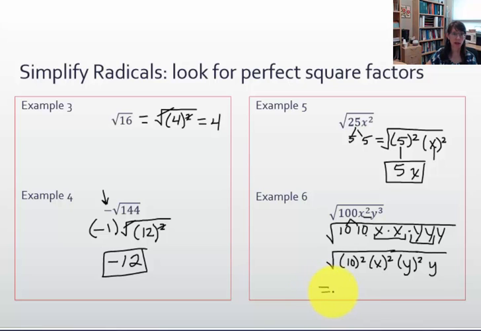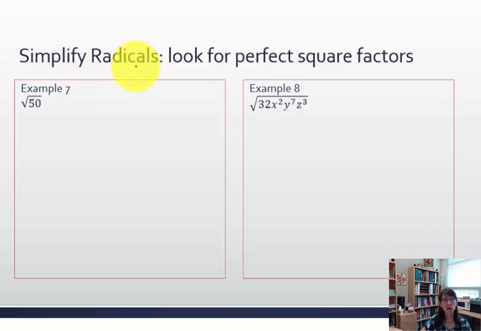So the way we work with leftovers would be first clear any terms that are perfect squares. So 10 will clear. X will clear. Y will clear. But notice I have a base of y that is not a perfect square. So whatever is not a perfect square, whether it's a numerical base or a variable base, it will need to remain under the radical sign. So our final simplification here is 10xy times the square root of y.